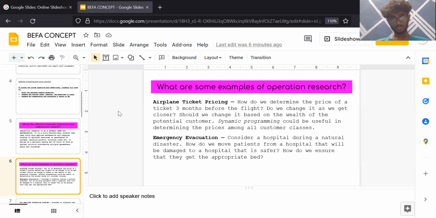What are some examples of operational research? First, airplane ticket pricing. How do we determine the price of a ticket 3 months before the flight? Do we change it as we get closer? Should we change it based on the wealth of the potential customer? Dynamic programming could be useful in determining the prices among all customer classes. And second is emergency evacuation. Consider a hospital during a natural disaster. How do we move patients from a hospital that will be damaged to a hospital that is safer? How do we ensure that they get the appropriate care?